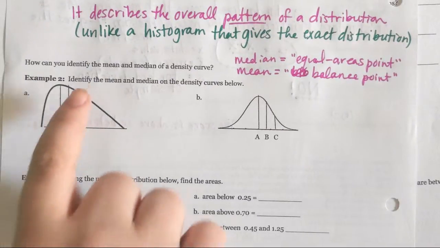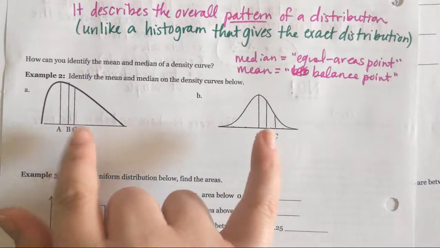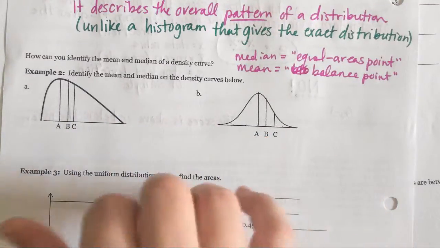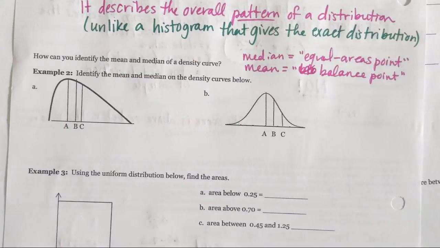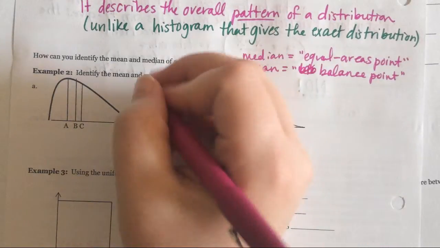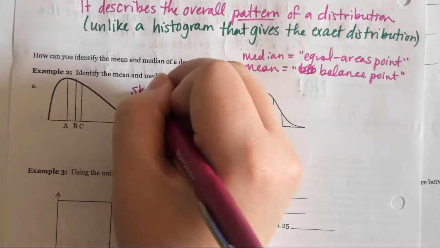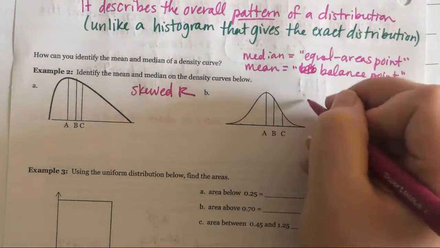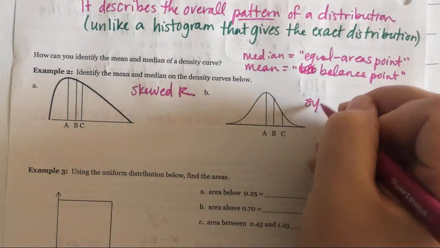So, we see that they've given us these two density curves, and they've asked us to identify the mean and the median on the density curves below. So, is this graph skewed left, skewed right? What's the deal with A? Okay, it's skewed right. And then what about with B? How is it? Symmetric. It's symmetric.